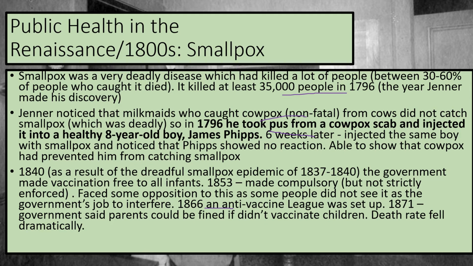Now, the death rate does fall, and by the time we get to the 1980s, smallpox is eradicated as a result of this vaccine that is developed over time by different scientists that started with Jenner. So smallpox is a really important example of the development of public health to be aware of, because it shows greater government intervention than ever before, and it shows the power of government intervention as well.